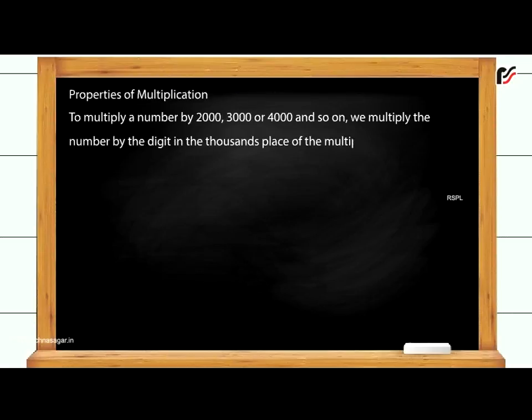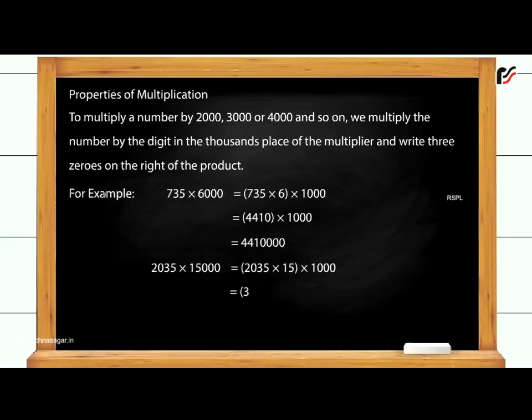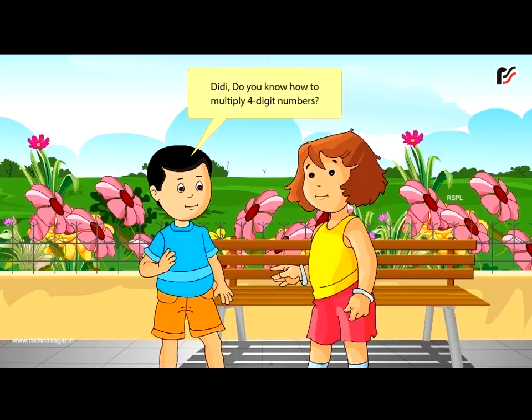To multiply a number by 2,000, 3,000 or 4,000 and so on, we multiply the number by the digit in the thousands place of the multiplier and write 3 zeros on the right of the product. For example, 735 into 6,000 is equal to 735 into 6 into 1,000 is equal to 4,410 into 1,000 is equal to 44,10,000. 2,035 into 15,000 is equal to 2,035 into 15 into 1,000 is equal to 30,525 into 1,000 is equal to 3,05,25,000.